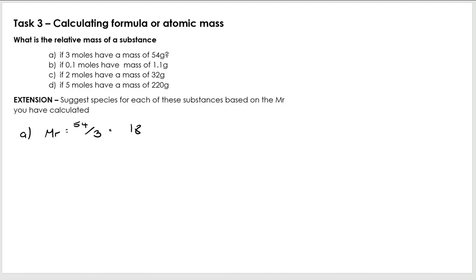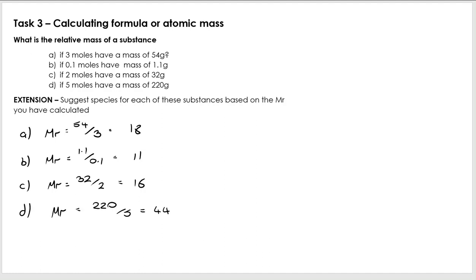For B, I'm doing 1.1 divided by 0.1. That gives me 11. For C, it's 32 over 2, which gives me 16. And for D, 220 over 5 gives me 44. And there is an extension here. What might they be? So they could be elements, they could be compounds, relative atomic masses, relative molecular masses.